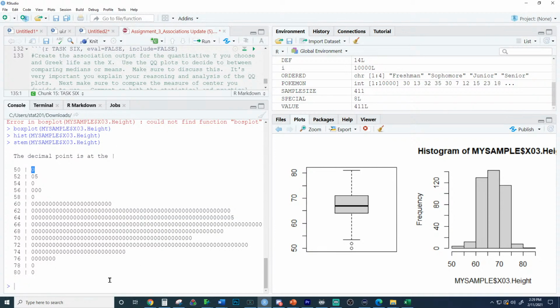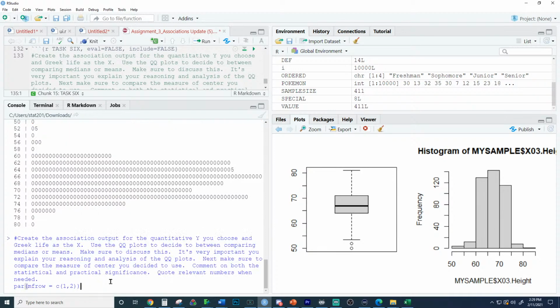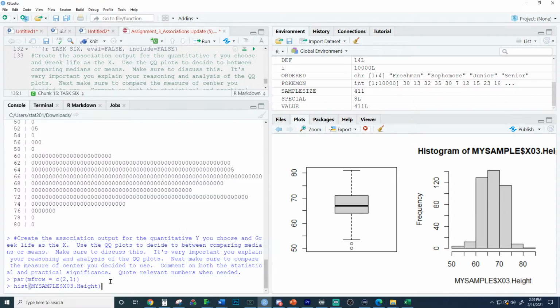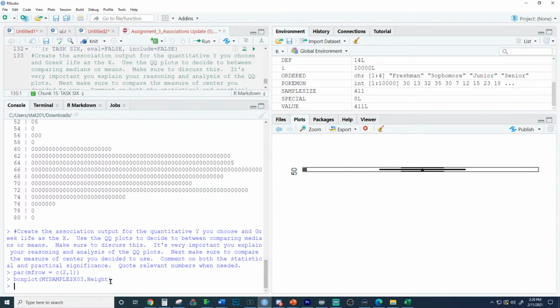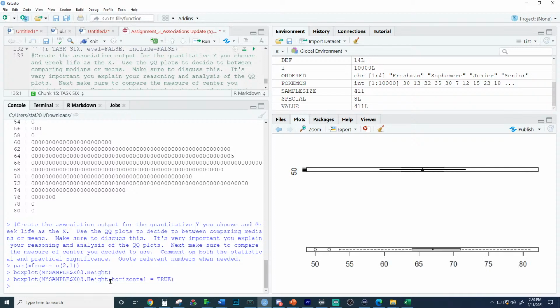So, I'm going to do one last thing right here because I want to make this look a little bit better. The par and flow, be very careful with this. It changes the way it graphs it. If anything's ever broken, please email me. Let's put the box plot up top. Horizontal equals true. There we go.